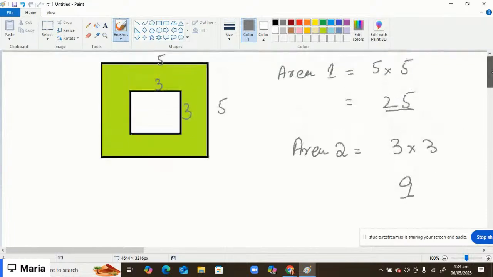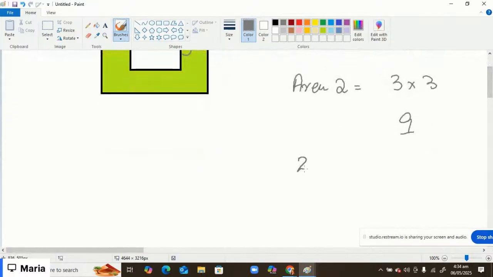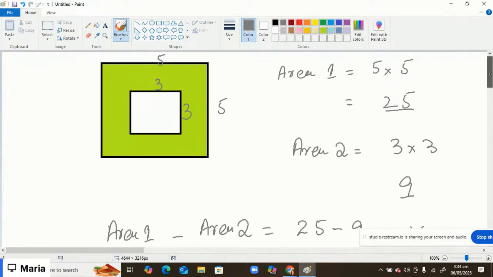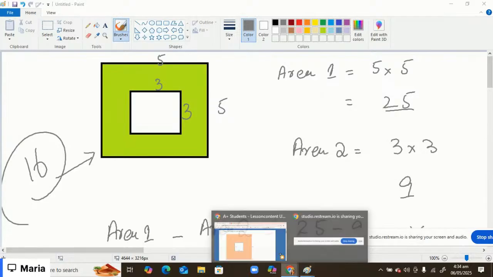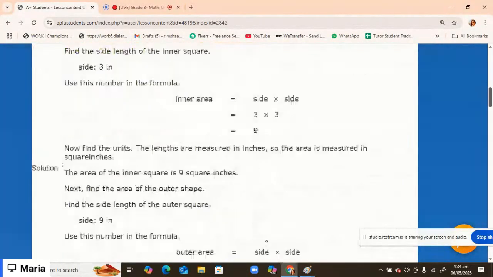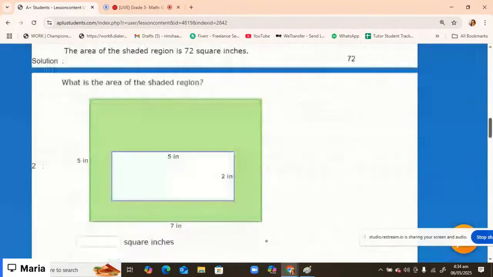Now we find the shaded region. So what we do, we just subtract 25 minus 9. Area 2 subtracted from the area 1. So 25 minus 9, what is the answer? That is 16. So this is the area of that shaded region. So the shaded region is 16 centimeter square. Okay, this is the area of that region.